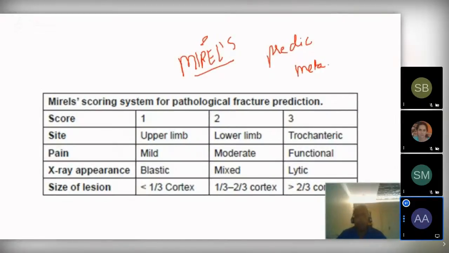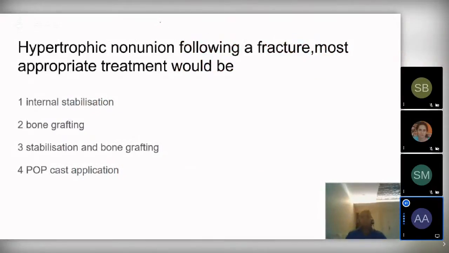If you just remember this one sentence, my day is done. So Merrill's criteria for predicting pathological fracture. You see a CA lung, CA prostate with multiple metastases all over the bone. You look at the X-ray, you will know whether there is a high chance of fracture or low chance of fracture based on Merrill's criteria. Very simple. So now 1 or 2 questions about non-union.